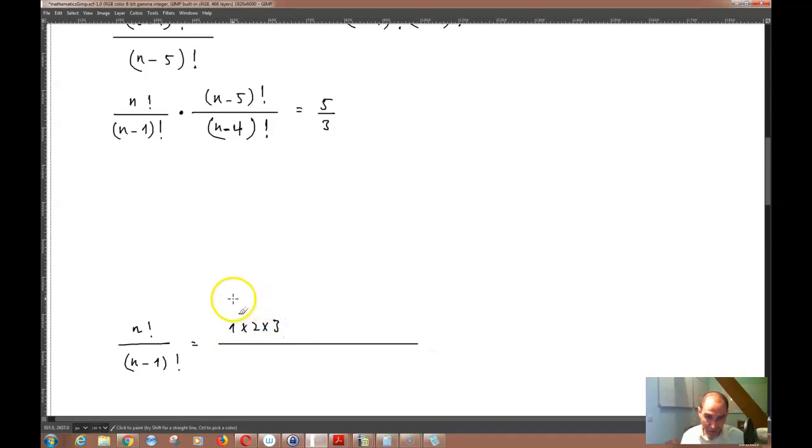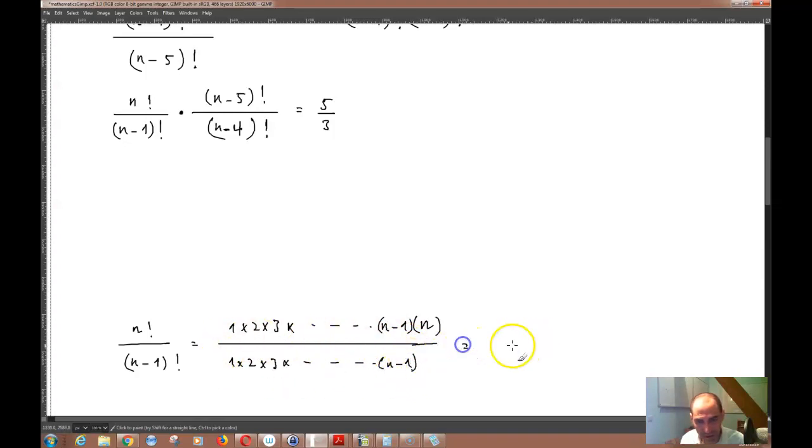I always do this just because I don't want to make mistakes. The numerator is 1 times 2 times 3 times basically all the way up to, for example, n minus 1 times n, right? And the denominator is 1 times 2 times 3 times all the way up to n minus 1. So of course the denominator, I can write it as n minus 1 factorial, which is what it was. The numerator, I can write it as n minus 1 factorial times n. And then I can simplify these two and I'll be left with an n. So this part is an n.